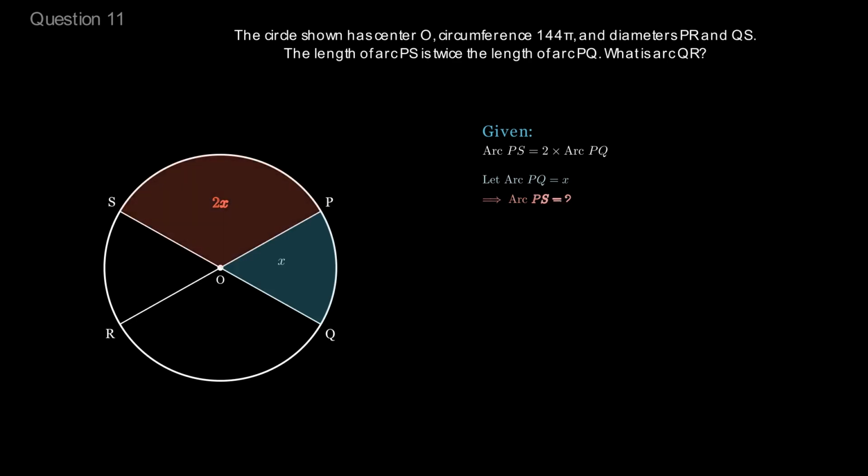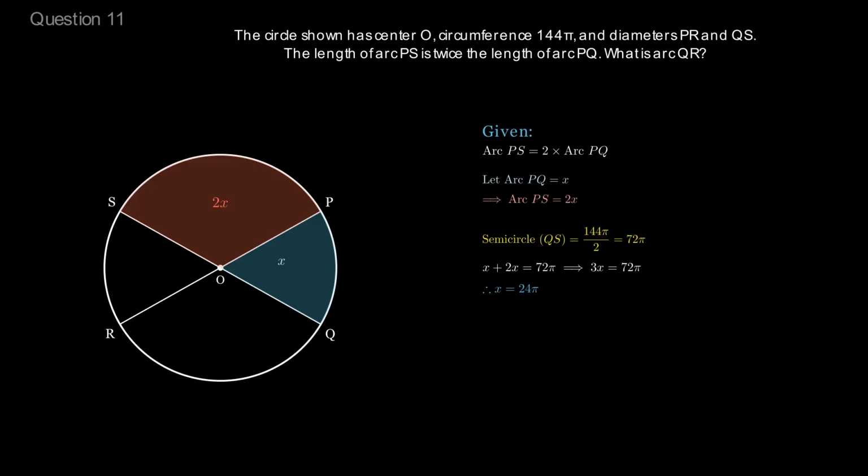size, must be 2x. Now notice that line QS is a diameter. A diameter divides the entire circle into 2 equal halves. This means that the outer semicircle made of arc PQ and arc PS represents exactly half of the total circumference. So 144 pi divided by 2 gives us 72 pi. Therefore, we can set up our algebraic equation x plus 2x equals 72 pi, which simplifies to 3x equals 72 pi. Dividing both sides by 3, we find that the value of a single x is 24 pi.